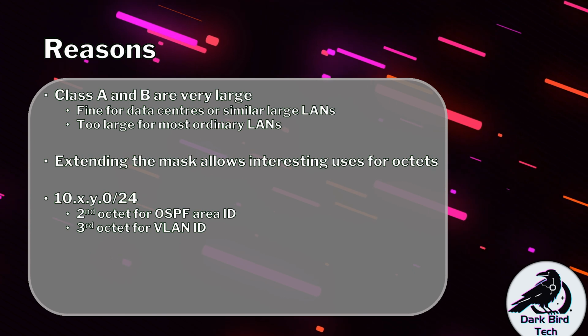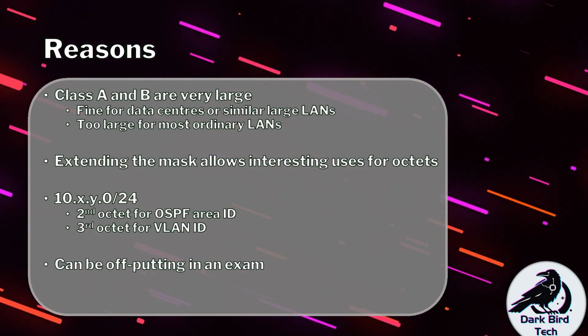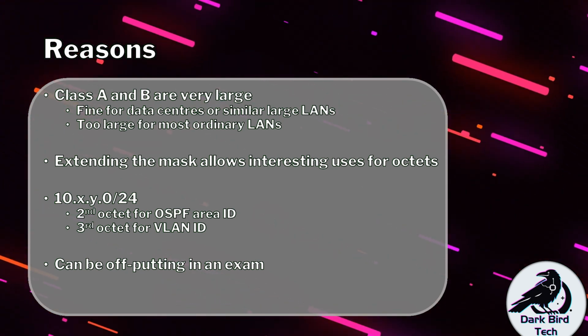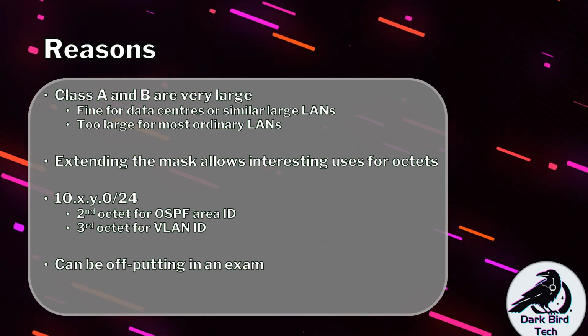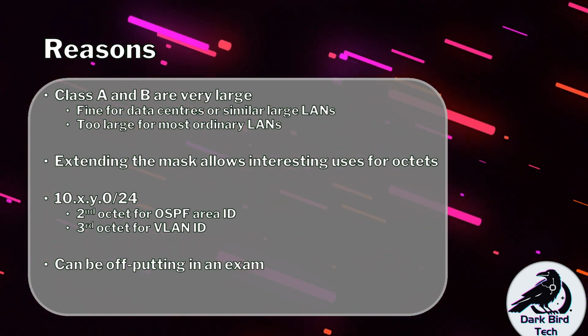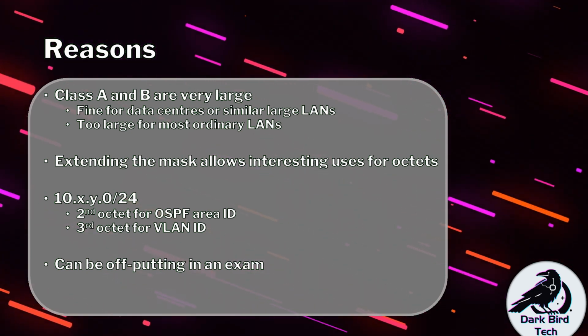But the reason why I want to warn you about this is this can be very off-putting in the exam to see a 10 network or a 172.16 network, a Class A or a Class B network, using a Class C subnet mask, but ultimately it's just subnetting. So they're using that just to see who's comfortable with subnetting and who's not.